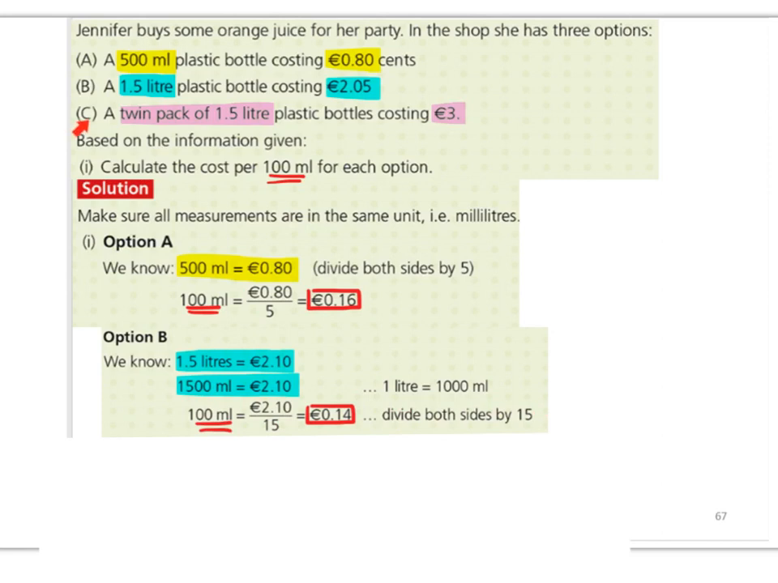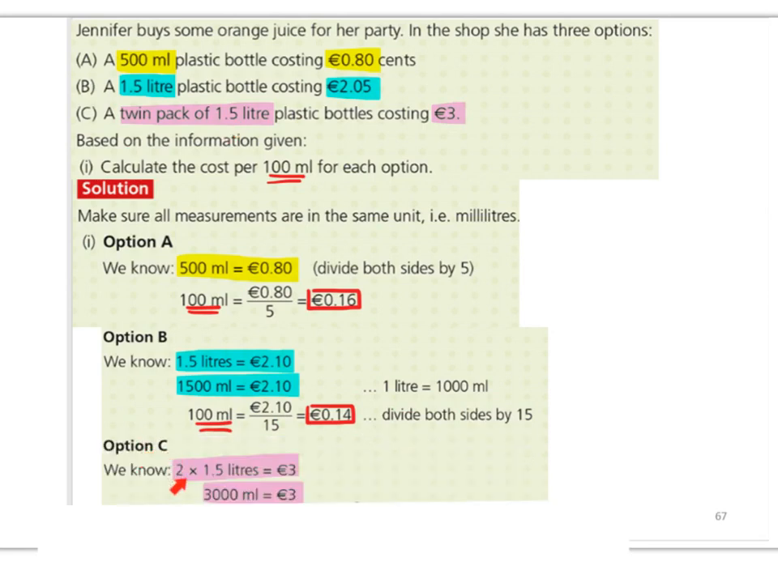Now we're on to option C. A twin pack of 1.5 litre plastic bottles is €3. Again, we're going to have to change from litres to millilitres, but remember a twin pack means there's two of them. So that's 1.5 litres plus 1.5 litres, which is 3 litres. So option C, 2 times 1.5 litres is 3 litres, and 3 litres is 3,000 millilitres, because 1 litre is 1,000 millilitres. So 3,000 millilitres is equal to €3.